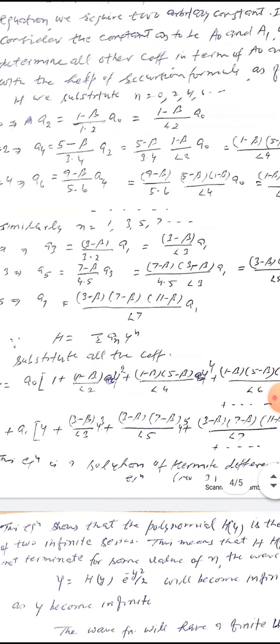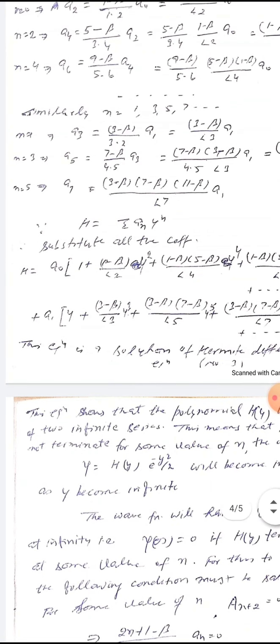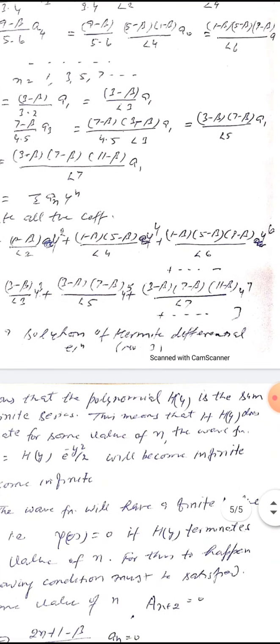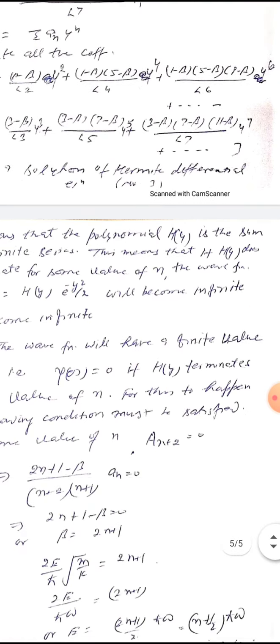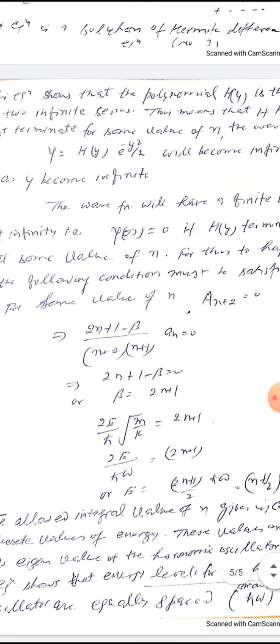Again, we have defined the H polynomial as the summation of a_n y^n. So we substitute all the coefficients here, and then the expression for H becomes like this. This equation is a solution of the Hermite differential equation. Now, this equation shows that the polynomial is the sum of two infinite series.